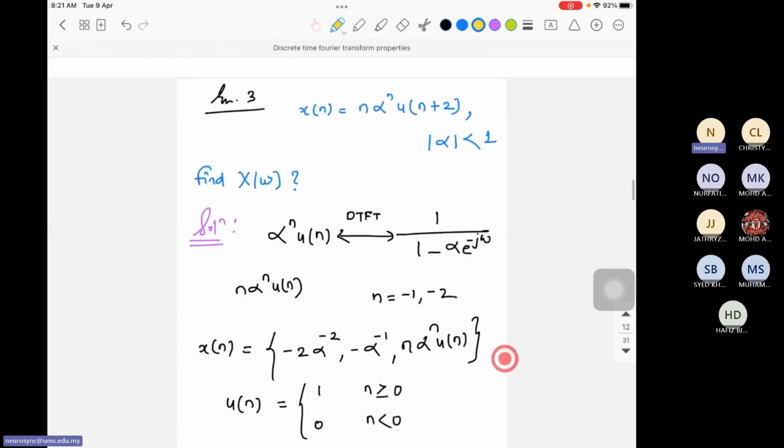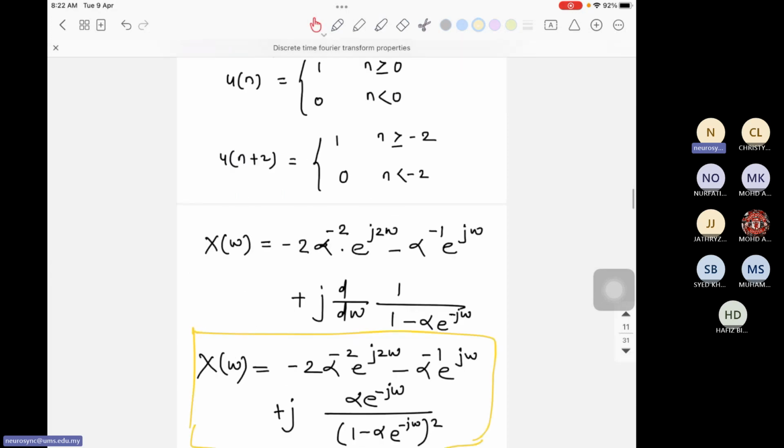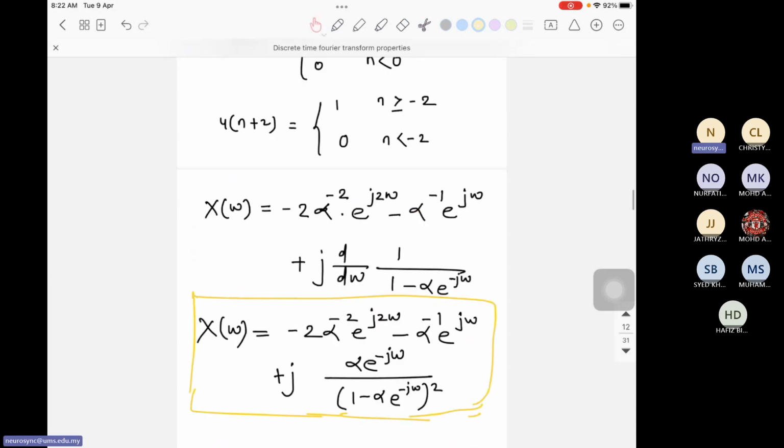Have you understood this example? Given a sequence like this, if I want to find the H of omega, you have to go like this. Have you understood this example? Is there any difficulty in this? Yes, students? I think it should be fine now, doctor. This is fine? Okay.